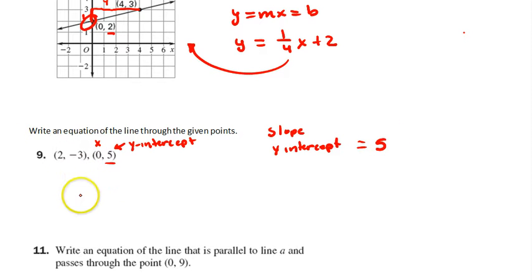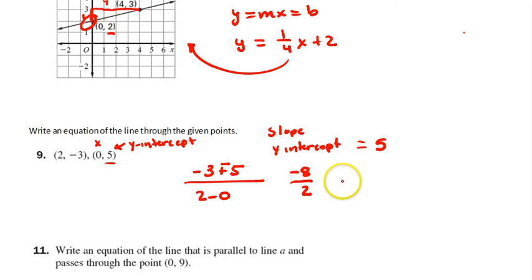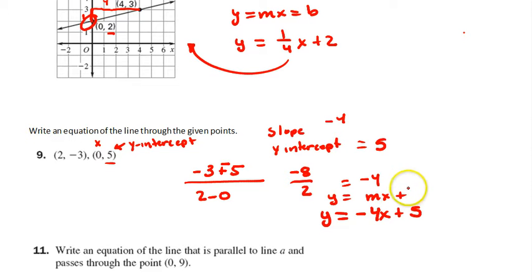Now I just need to calculate my slope. And again, I'm going to take the difference of my y-coordinates, put it over the difference of my x-coordinates. So I end up with -8 over 2. Or if I simplify this, I would get -4. So my slope is -4. So my equation would be y equals -4x plus 5. Because remember, we're using y equals mx plus b.